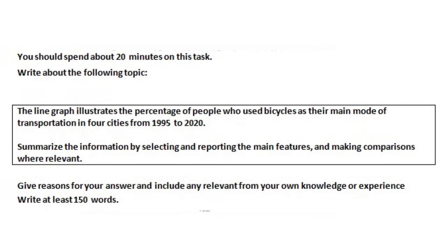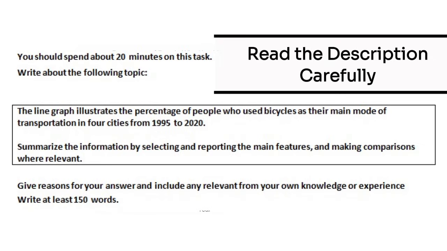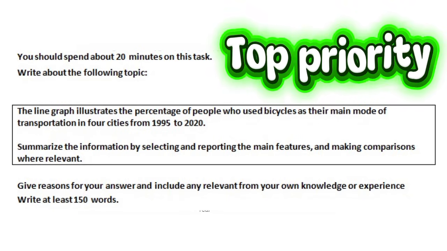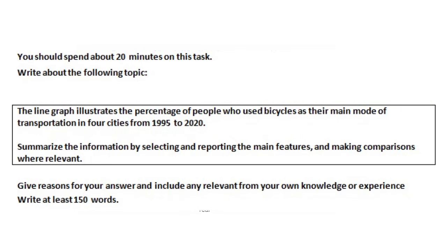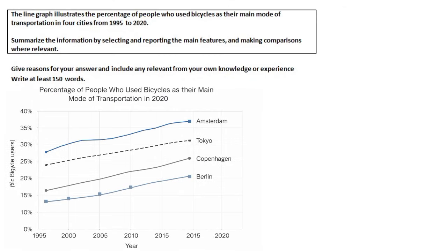What does it say? The line graph illustrates the percentage of people who used bicycles as their main mode of transportation in 4 cities from 1995 to 2020. First things first, never leave the description unread. It should always be your top priority. This information is very essential as it helps you to understand what's going on in your graph, so read the topic carefully.